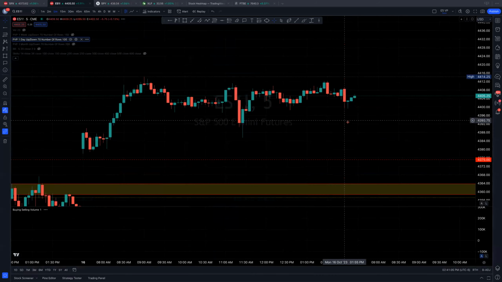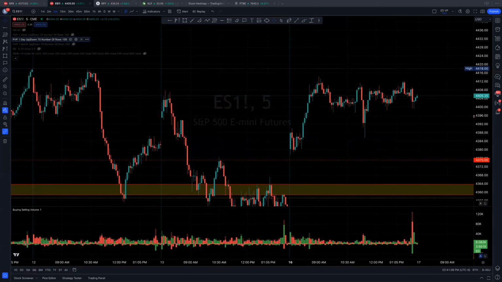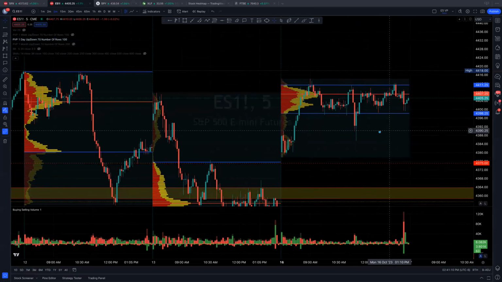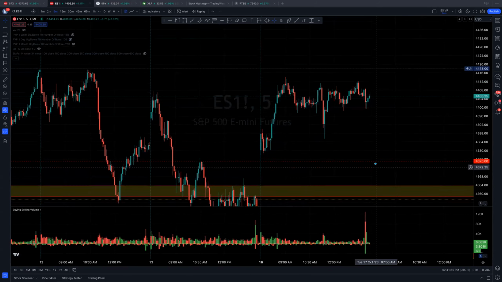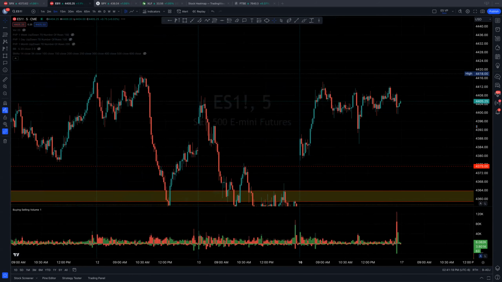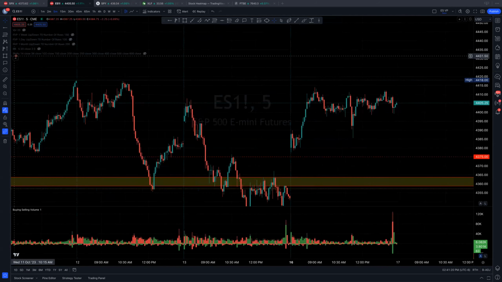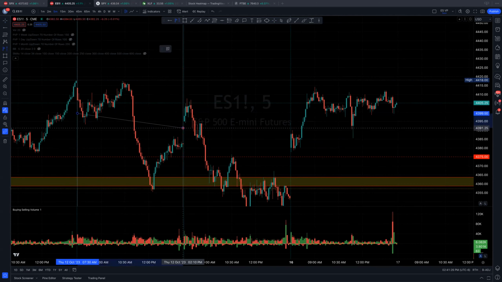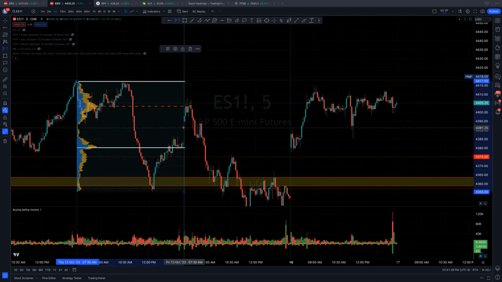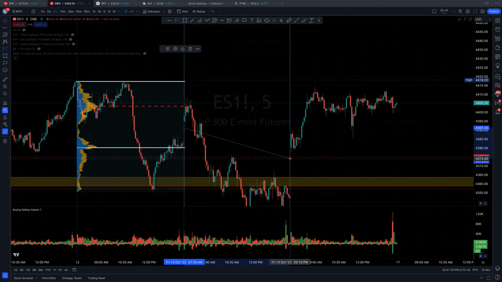All right, so now that we have all this set up, guys, let me hide today's volume profile. So we have these volume profiles that we're gonna set up right here. I'm gonna set this one up right here. Set this one right here.